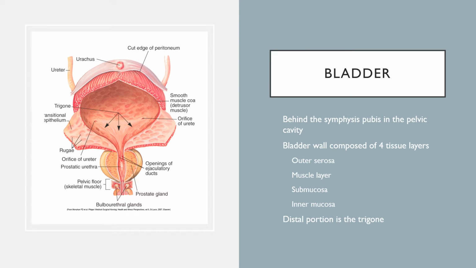Right, the bladder lies behind the symphysis pubis in the pelvic cavity. The bladder wall is composed of 4 main tissue layers: the outer serosa, the muscle layer, a submucosa, and an inner mucosa. The distal portion of the bladder is referred to as the trigone.